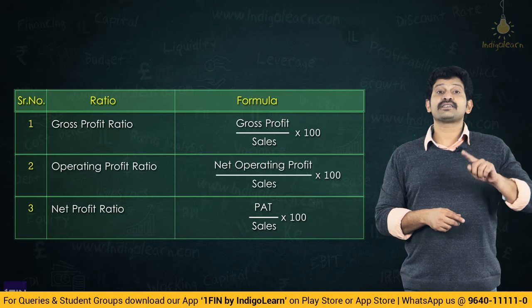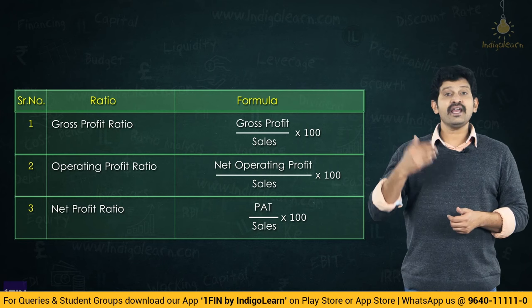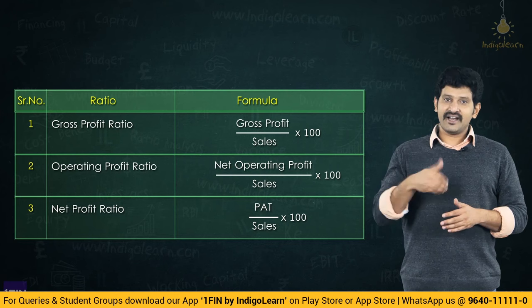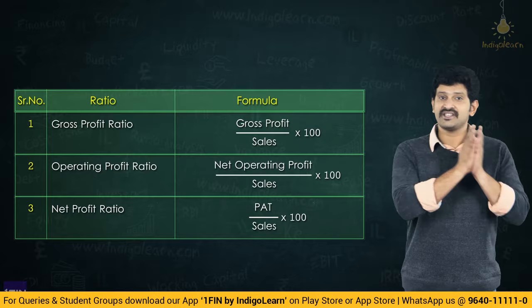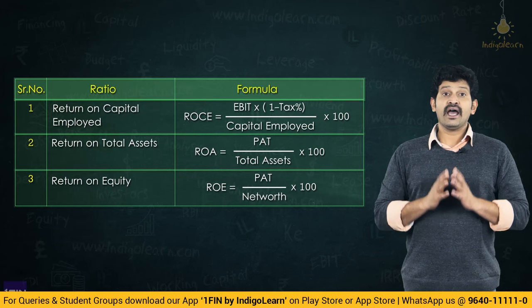Therefore, gross profit margin will be gross profit divided by sales into 100. Operating profit margin will be operating profit, that is EBIT, divided by sales into 100. And lastly, net profit margin will be PAT divided by sales into 100. So, this is about the profitability ratios on the basis of sales. Let us now move on to the profitability ratios on the basis of investments. Here also, we have three types of ratios. Number one, return on capital employed. Number two, return on total assets. And number three, return on equity.